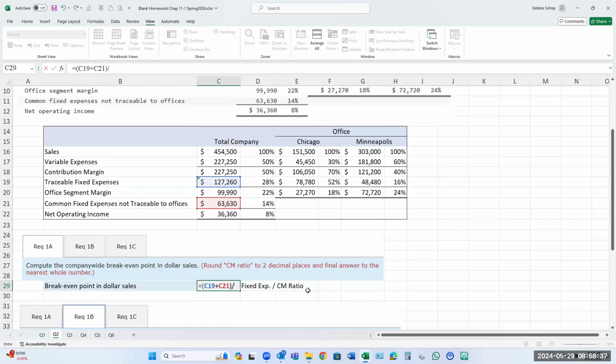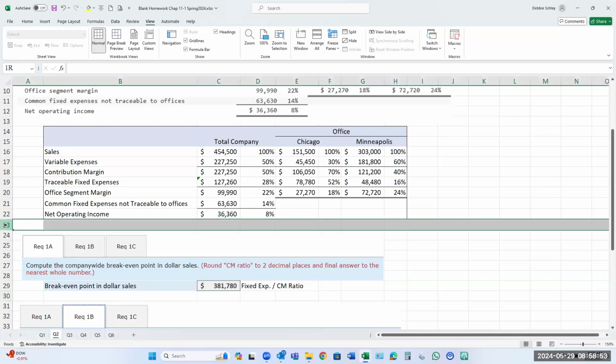Then that will be divided by the contribution margin ratio for the total company. Don't grab one of these others because right now we're just dealing with company-wide. So that gets me to the break-even point in dollar sales. Now, I'm going to fix my view.